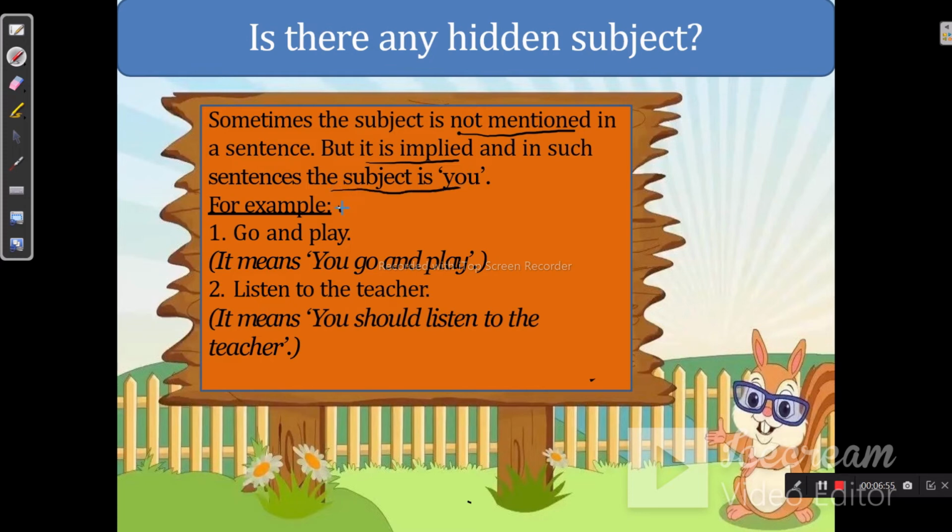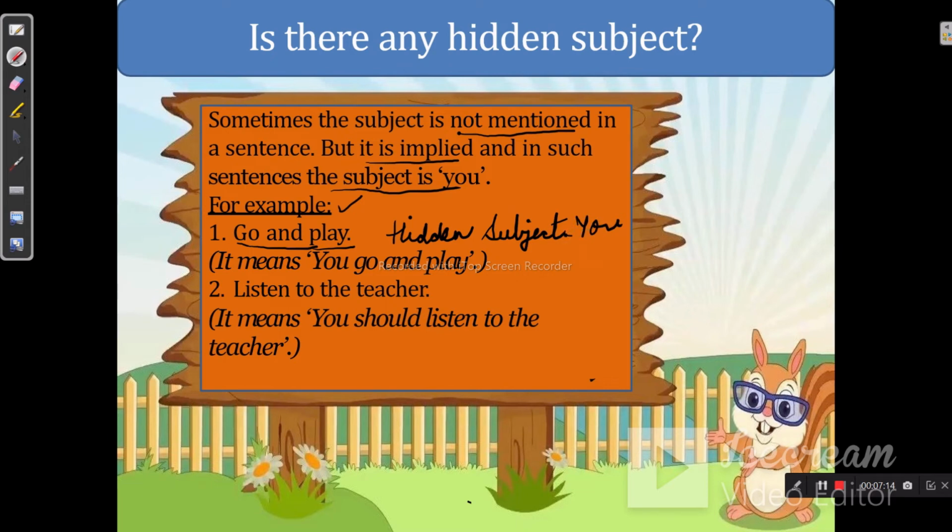Now, see the first example, go and play. So it actually means you go and play. So go and play is the predicate here, and the hidden subject is you, and go and play is the predicate, right?